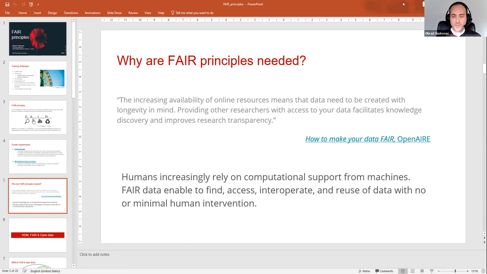Why are FAIR principles needed? Like I said, it is very important to explain that data is not just intended for humans. More and more research is done by computational work, and data needs to be in that particular format to be machine readable.